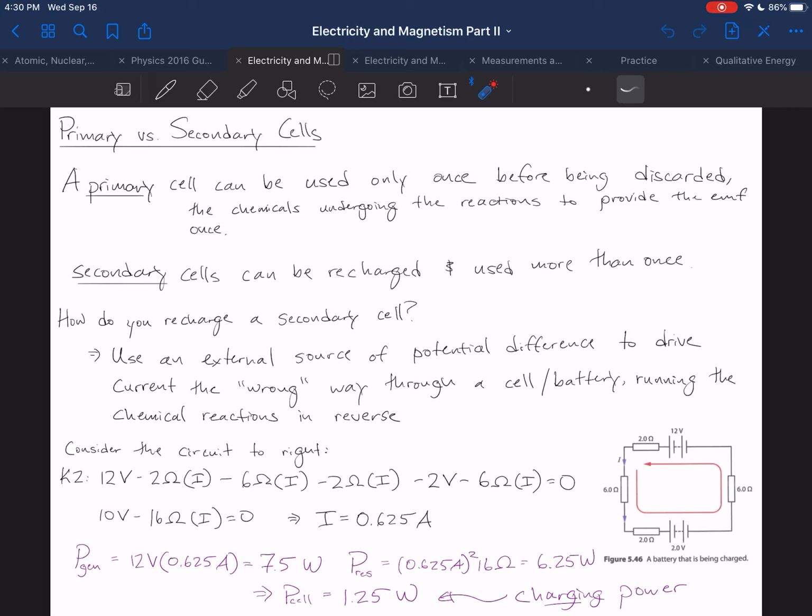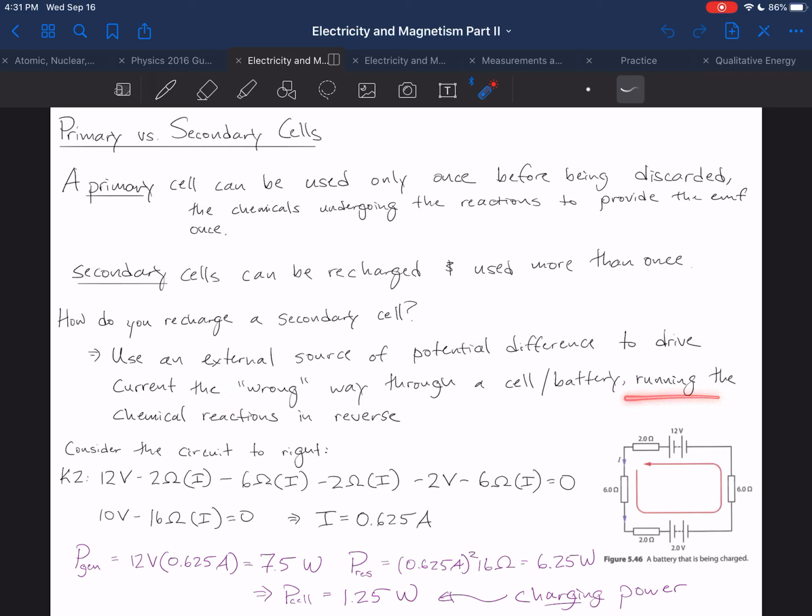Secondary cells can be recharged and used more than once. Most human beings would call this a battery and a rechargeable battery, but this is where we are. So, how do you recharge a secondary cell? Well, the answer is remarkably straightforward, particularly given what we've already discussed about "miswired" EMFs, or EMFs wired in the "wrong" direction. So what you do is you use an external source of potential difference to drive current, "the wrong way" through the cell or the battery.